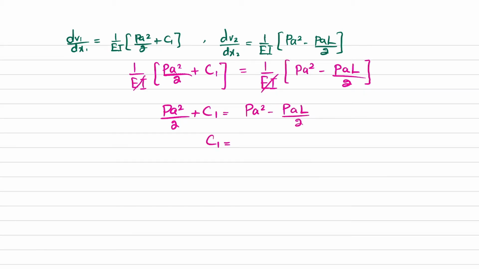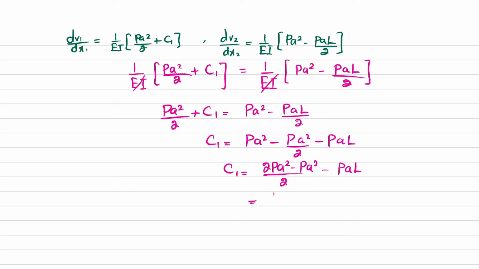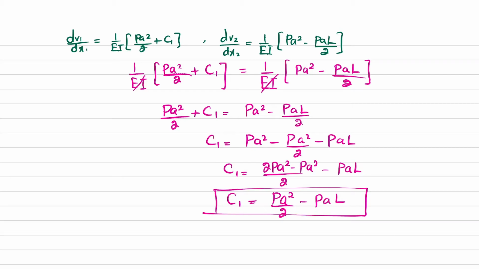We are interested in C1, so it will be equal to Pa square minus Pa square over 2 minus PaL over 2. Taking the LCM of these two, it will give you 2Pa square minus PaL. Clear? And we will get Pa square over 2 minus PaL over 2. This is equal to C1.